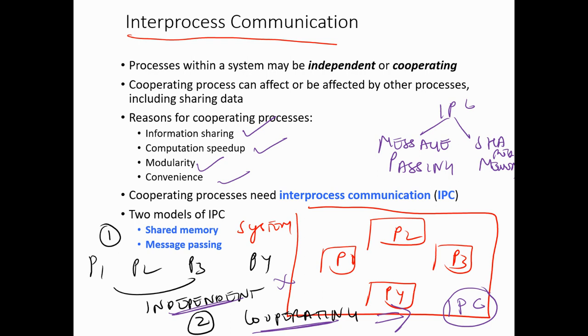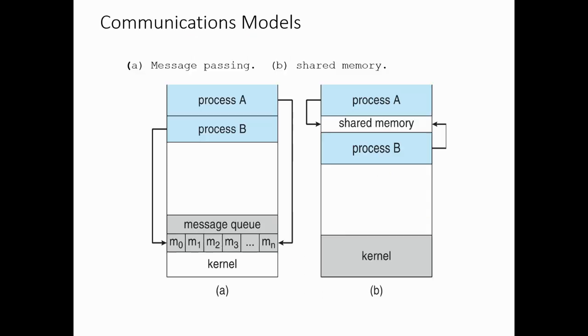The other one is all about shared memory. Let's have a look at how message passing and shared memory will work in terms of inter-process communication. This is the diagram of the communication models of inter-process communication.